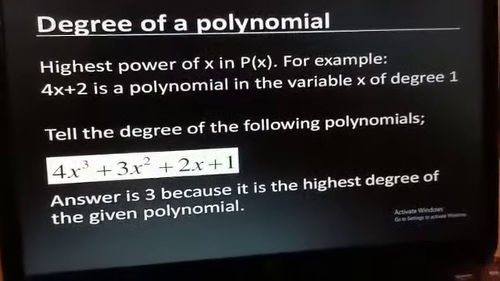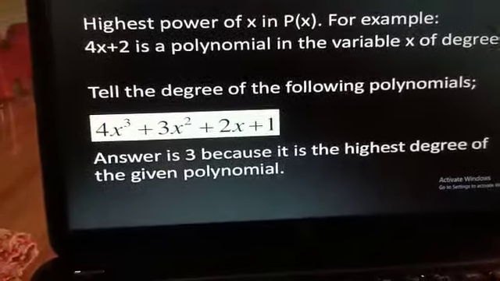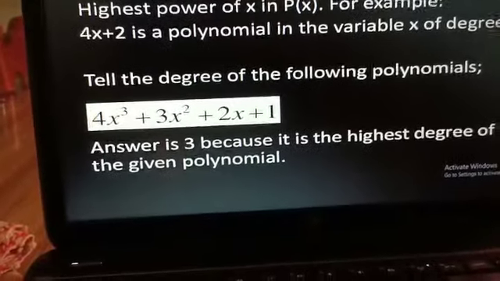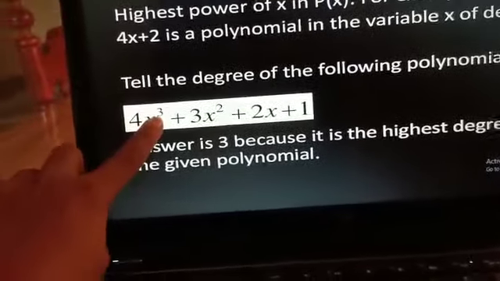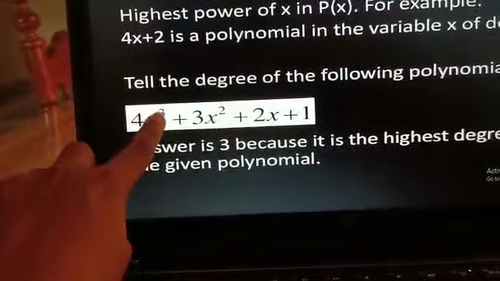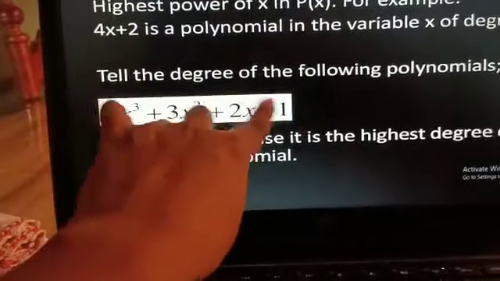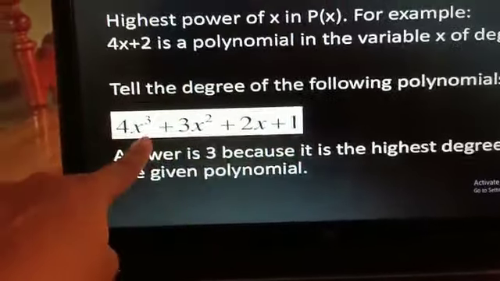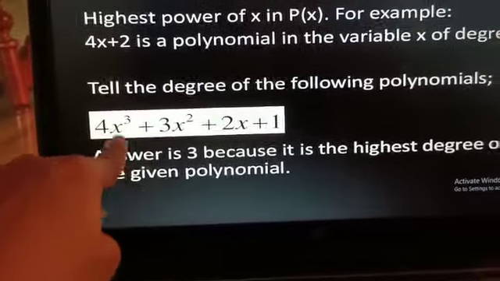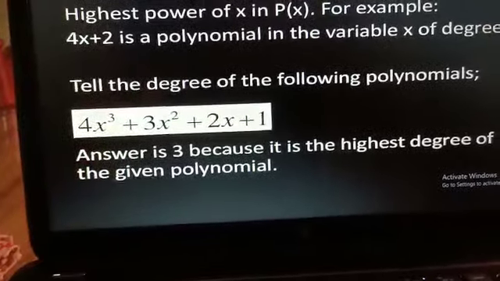Tell the degree of the following polynomials. 4x cube plus 3x square plus 2x plus 1. The highest degree is 3 because this is x to the power 3, x to the power 2, x to the power 1 and no x. So this is the highest degree of the polynomial.